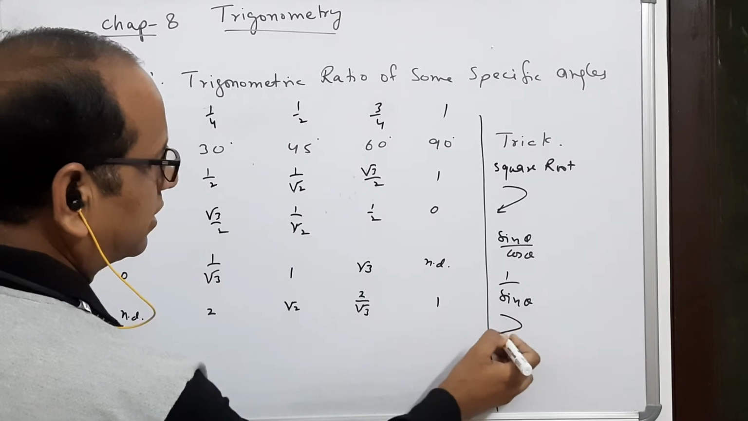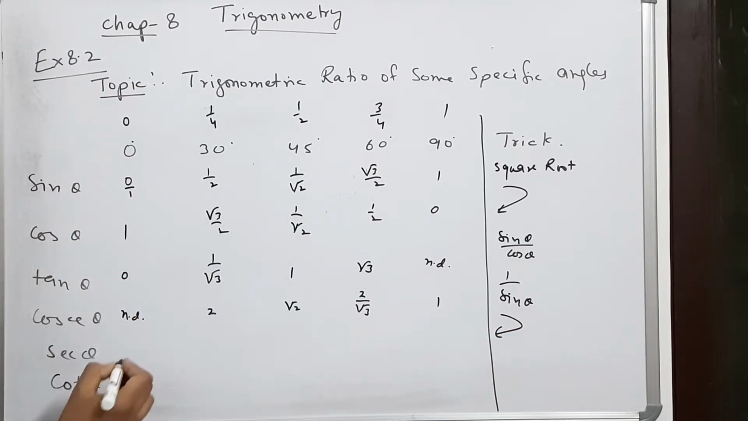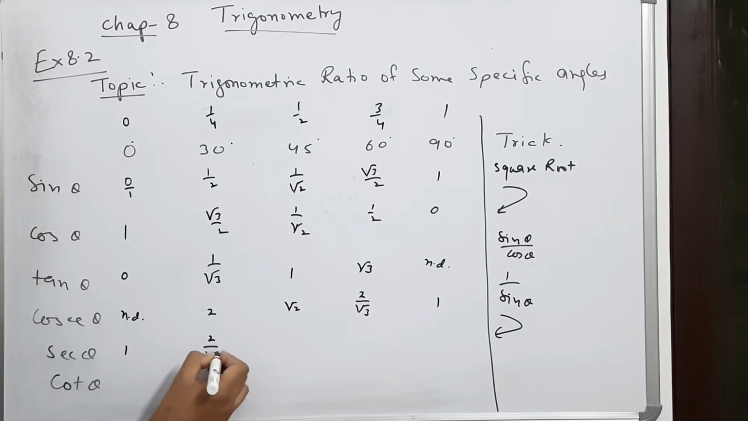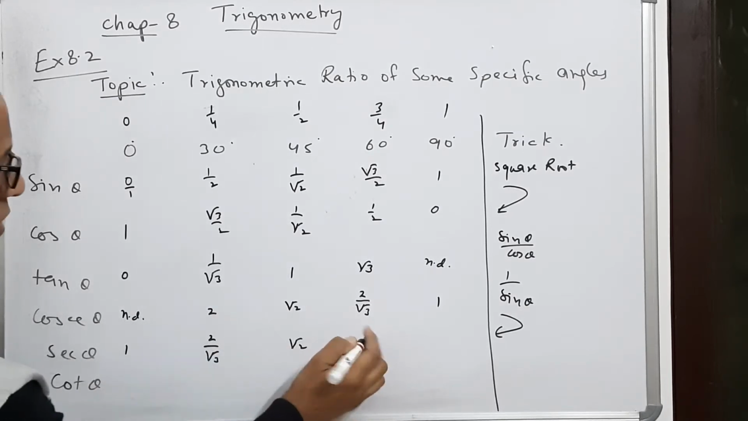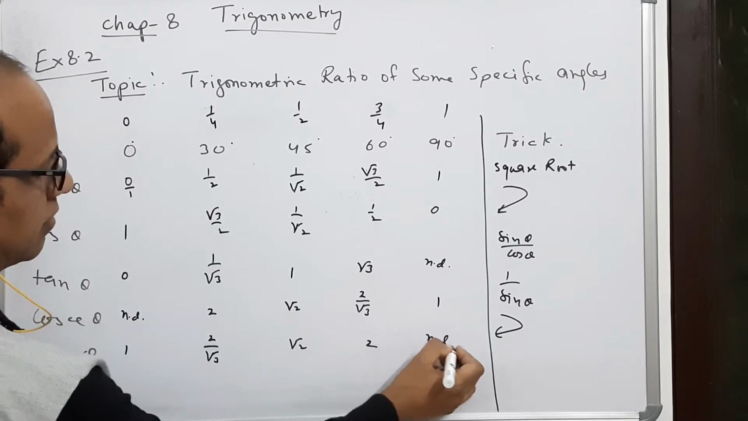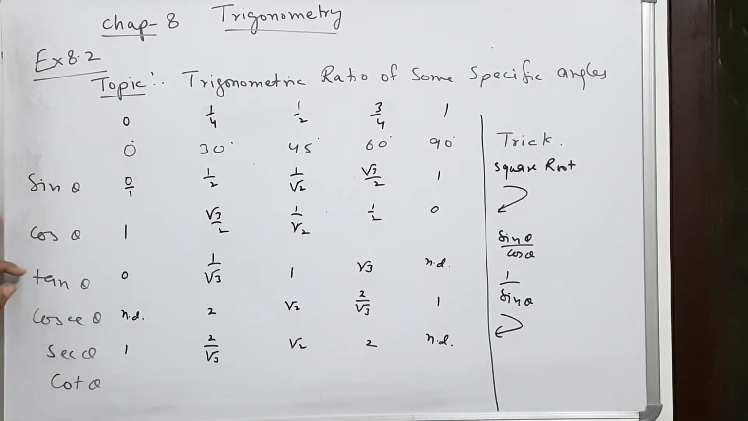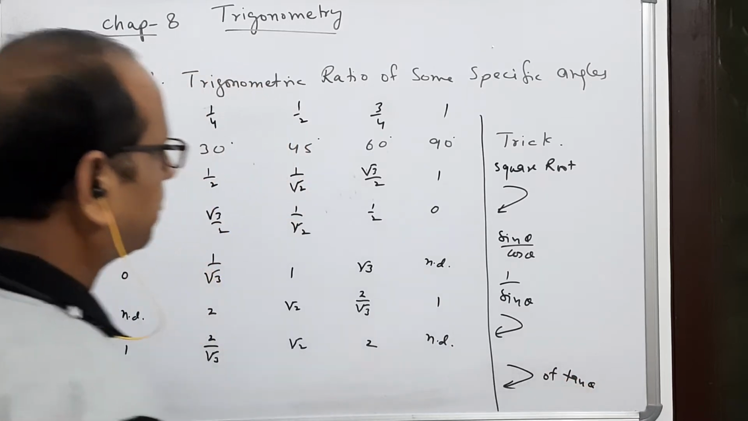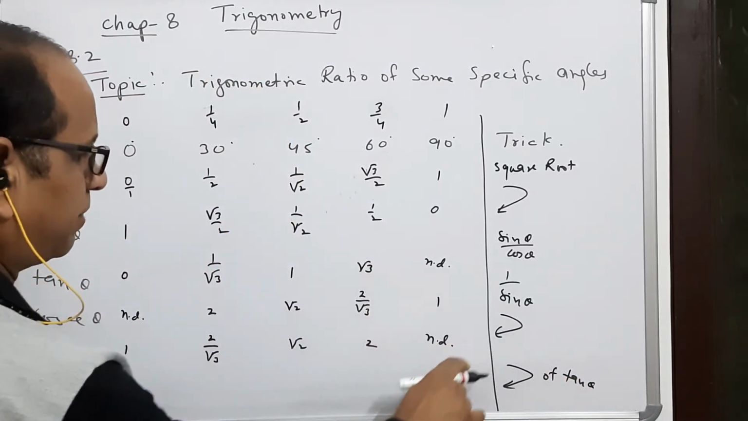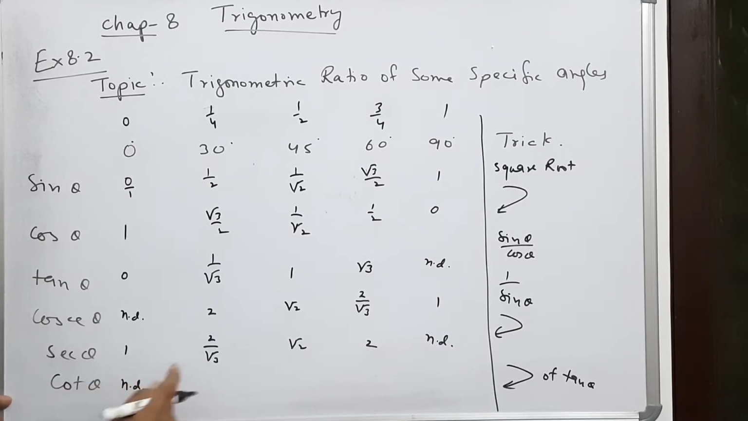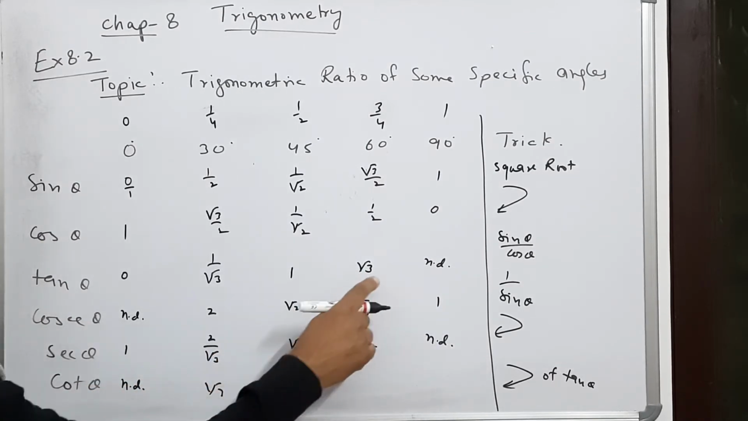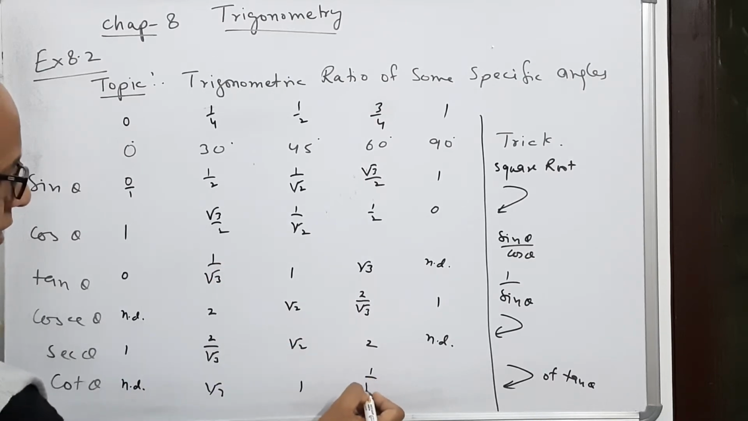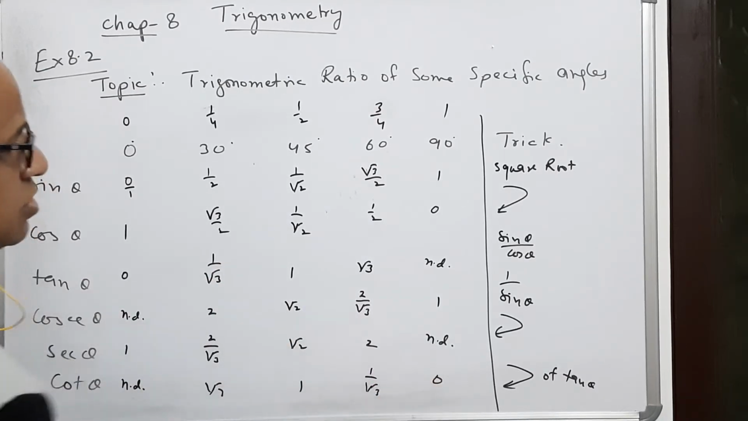In the next row, you turn the numbers like this. So it will be 1. It will be 2 by root 3. Root 2, this will be 2 here and this is not defined. And in the last one, it is the reciprocal of tan, or you simply make a turn of tan theta. See, this is tan theta. So this will be not defined here, then following this, it is root 3, then it is 1, then it is 1 by root 3 and it is 0. So in this way you can make this value table.